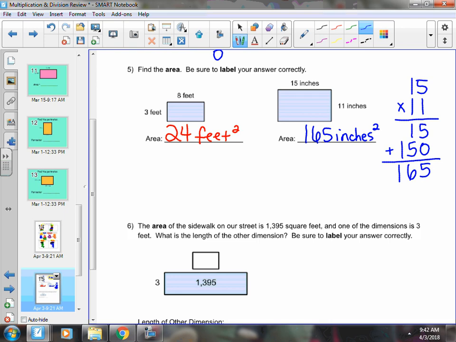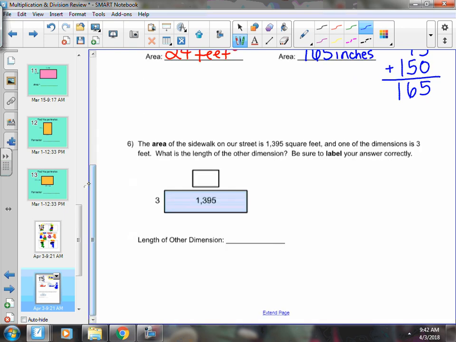Now let's do an area word problem. The area of the sidewalk on our street is 1,395 square feet. And one of the dimensions is 3 feet. So imagine a sidewalk. It is probably about 3 feet wide, but really long, right? So we're wondering how long is the sidewalk. So this is an area problem, but working backward.